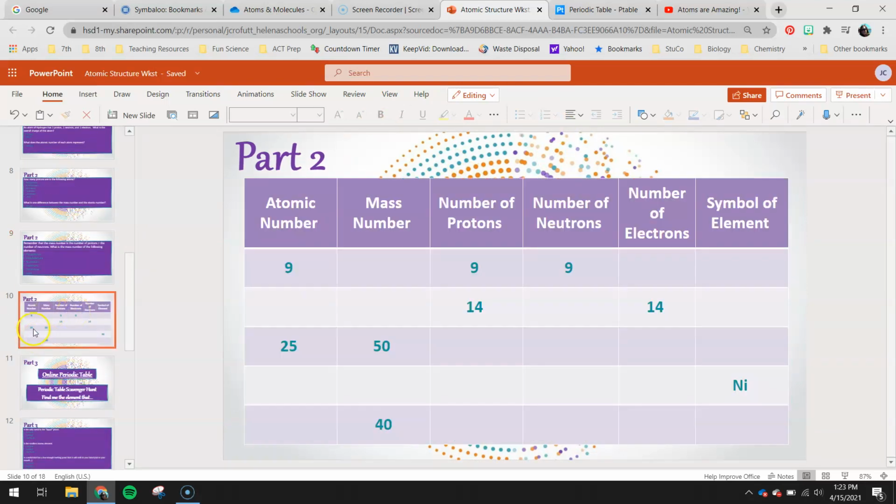Okay, and then finally for part 2, you have this data table to fill out where you have the atomic number as your first column, mass number, number of protons, neutrons, electrons, and then the symbol of the element. So I'm going to do this first one with you guys.